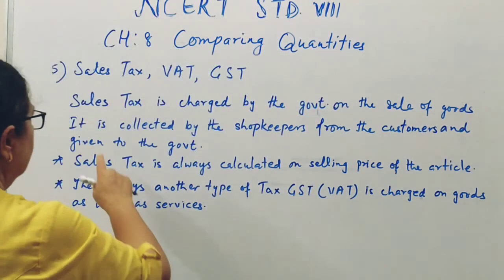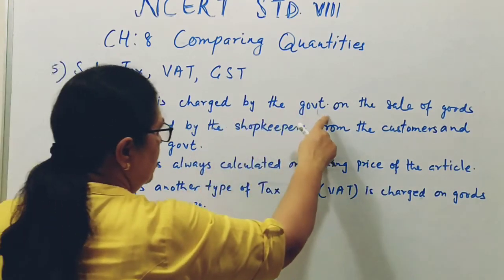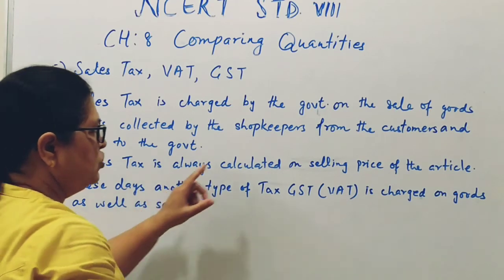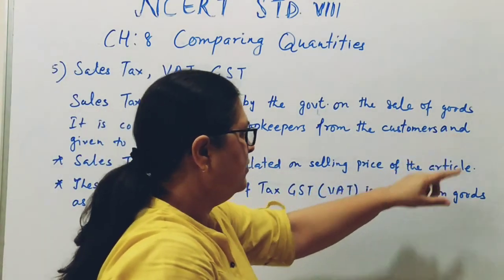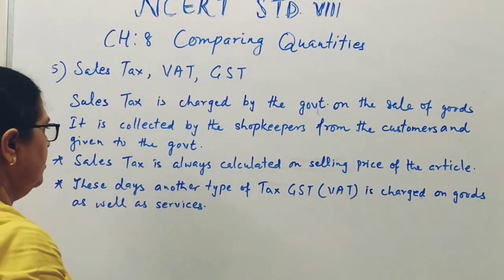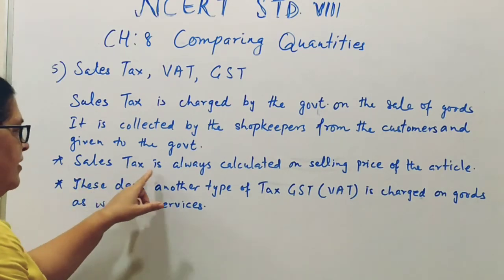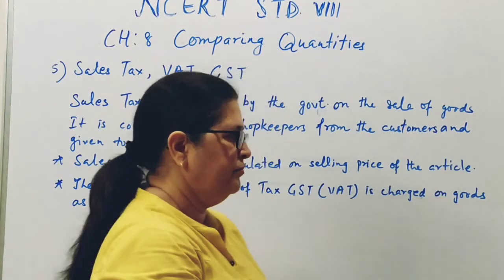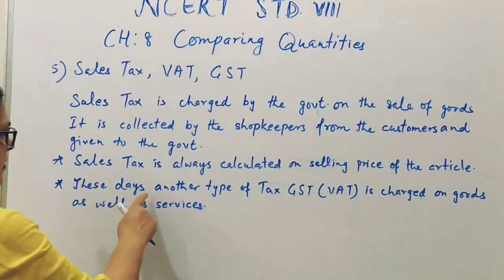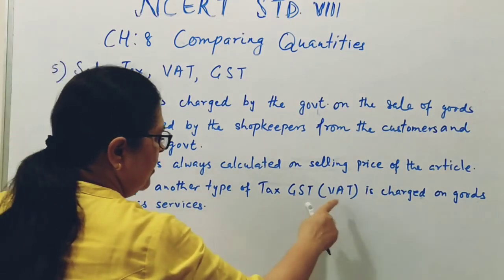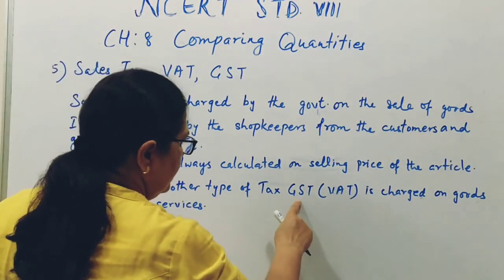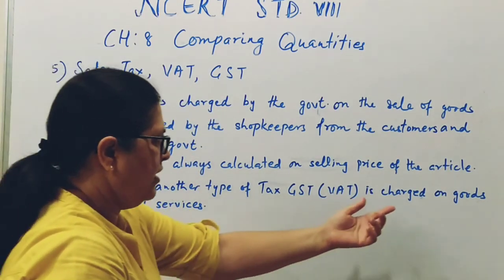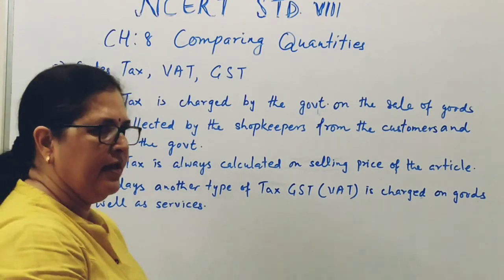For example, sales tax is charged by the government on the sale of goods. It is collected by the shopkeepers from the customers and given to the government. Sales tax is always calculated on selling price of the article. These days, another type of taxes are also there. For example, GST, VAT, etc. These are charged on goods as well as services.